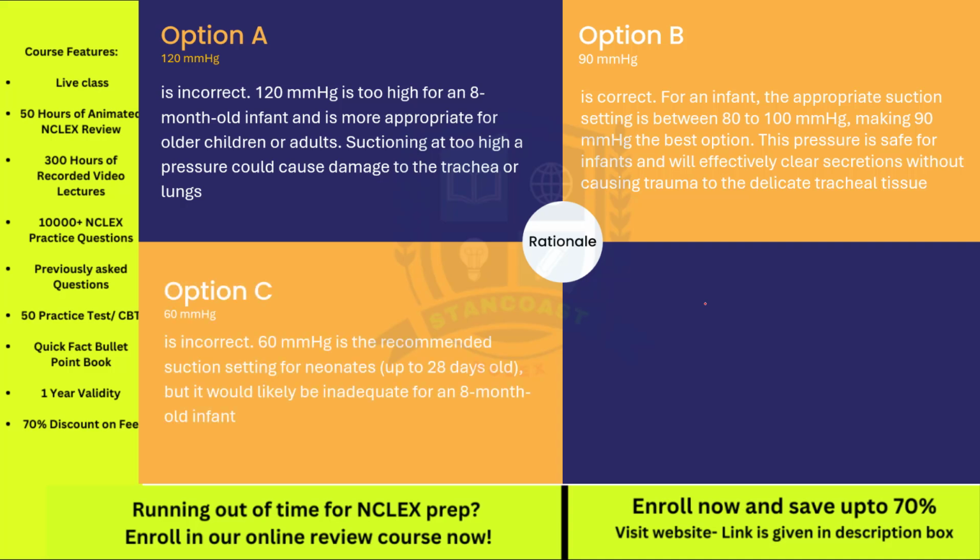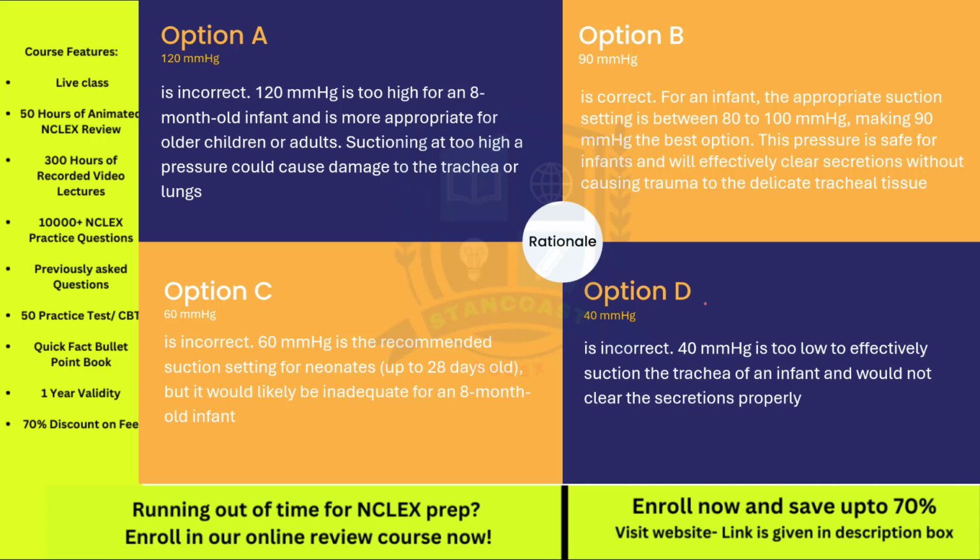C is incorrect. 60 mm is the recommended suction setting for neonates up to 28 days old, but it would likely be inadequate for an 8-month-old infant. D is incorrect. 40 mm is too low to effectively suction the trachea of an infant and would not clear the secretions properly.